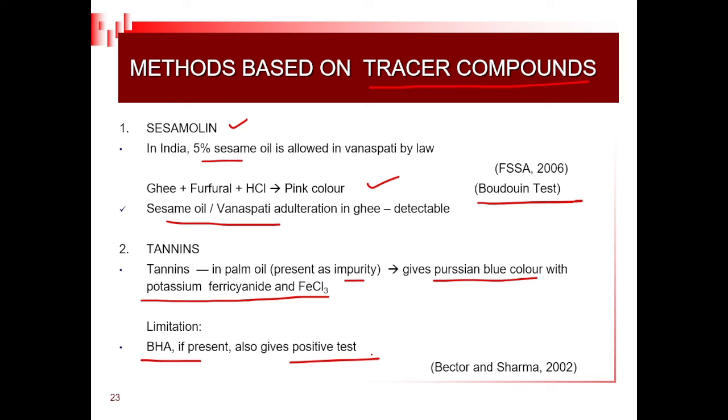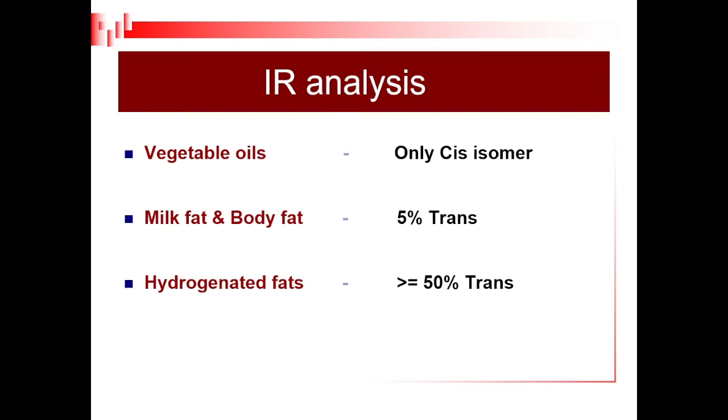Okay, so this is another test to detect palm oil in ghee based on an impurity, which is tannin. If tannin is there in the palm oil, it will react with potassium ferricyanide and ferric chloride to give the Persian blue color. And if BHA is present, then that also will give a positive test. This is the limitation.